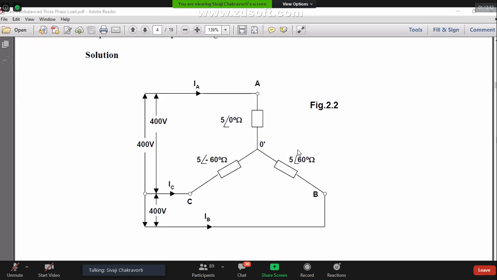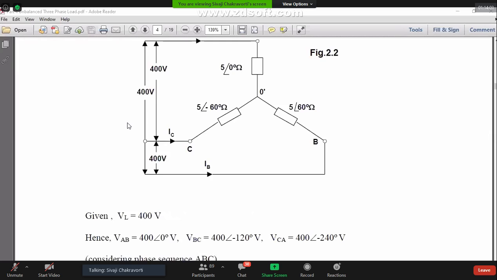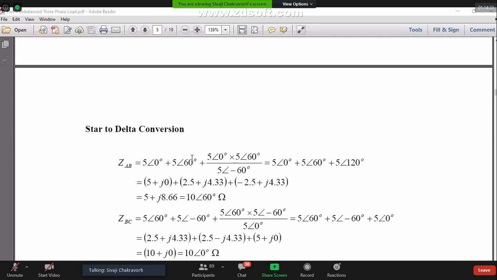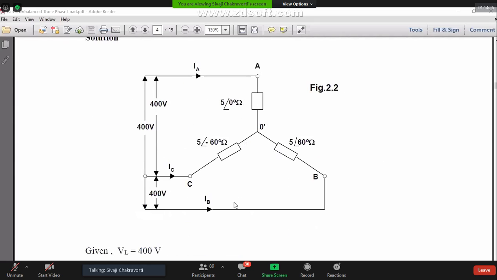Now, I can get the phase voltage because the source is balanced. So phase voltage will be line voltage by √3. But can I tell that the voltage between A and the neutral here, that is O prime, is the same as VL by √3? The answer is no. In a four-wire system, we were saying yes. Why? Because then this O prime was electrically connected to the source neutral, because there was a fourth wire.